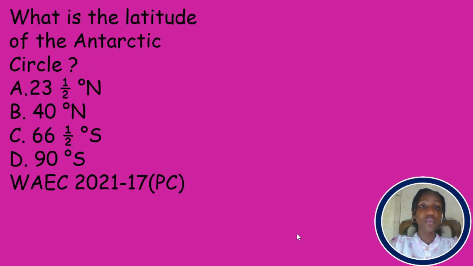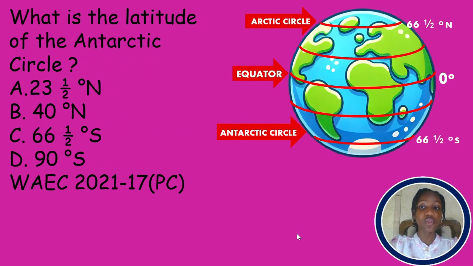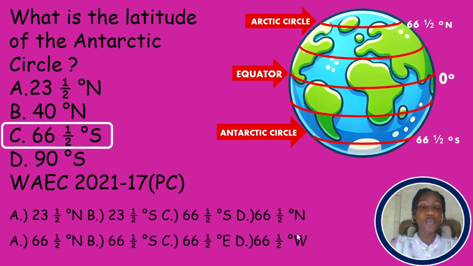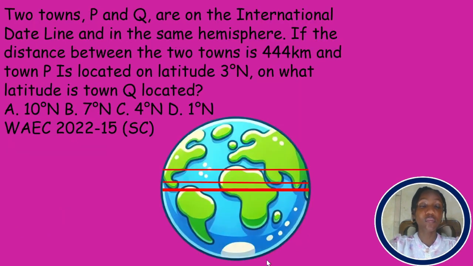What is the latitude of the Antarctic Circle? This question is testing whether I can remember important lines of latitude. So as we can see, option C is the answer. Make sure not to mix up the Antarctic Circle with the Arctic Circle. If they wanted to confuse you, they could have given you some funny options like this or this, but at the end of the day, the answer still remains the same. Remember that for latitude, we are only dealing with north and south.